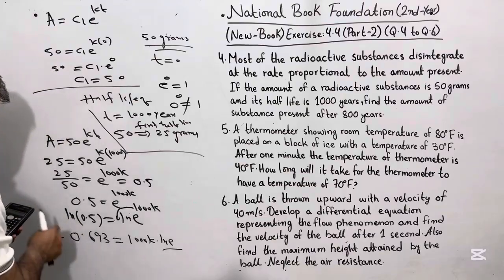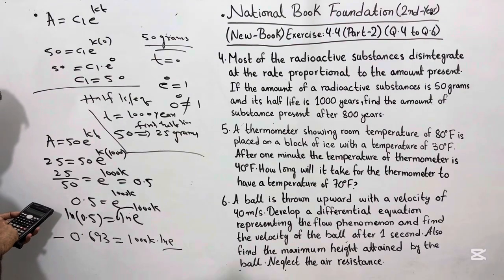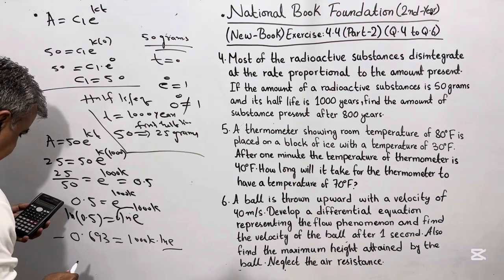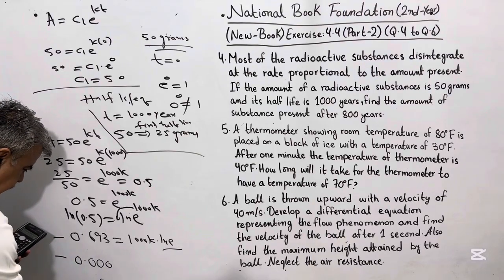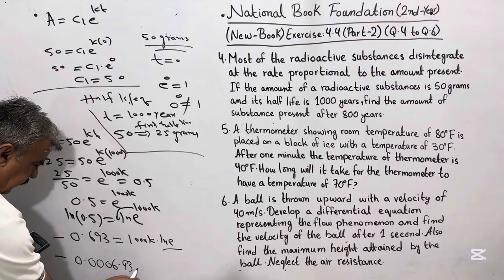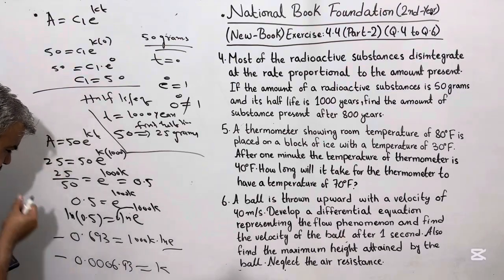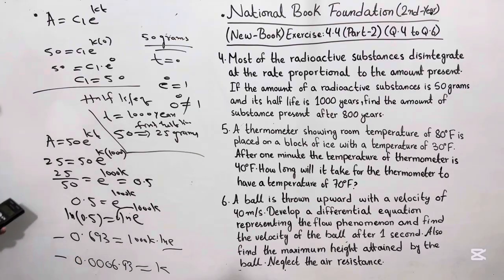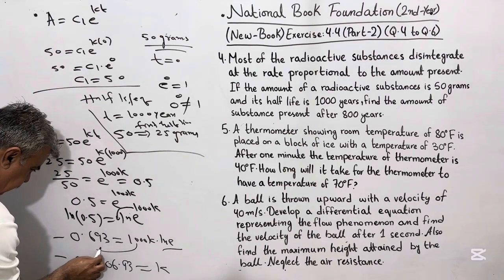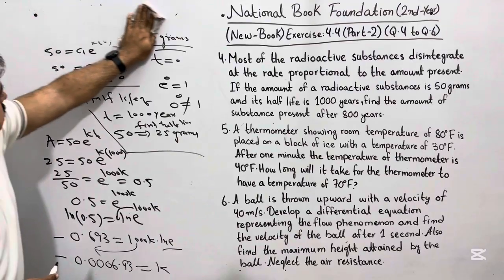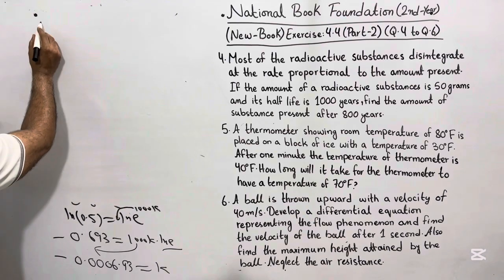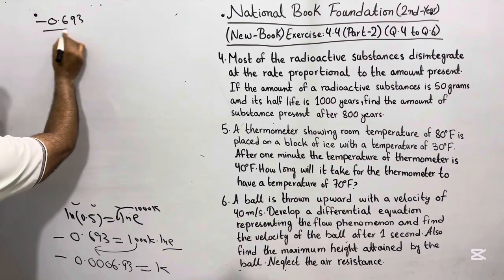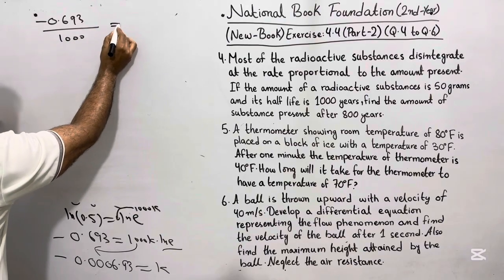So k is equal to negative 0.693 divided by 1000. I have shifted this 1000 here. Let me clarify this step. Let me write again: 0.693 divided by 1000. It's our value.